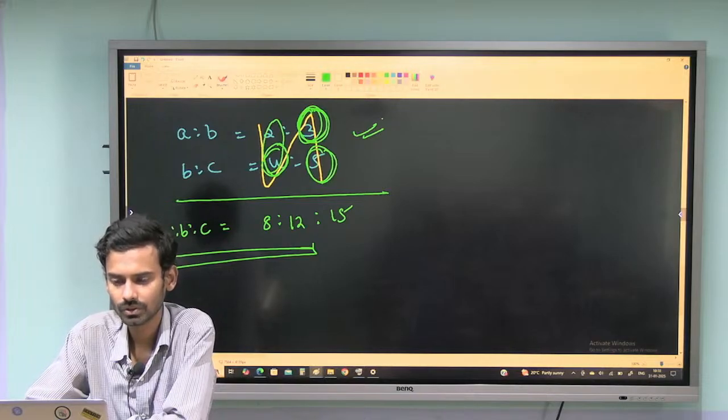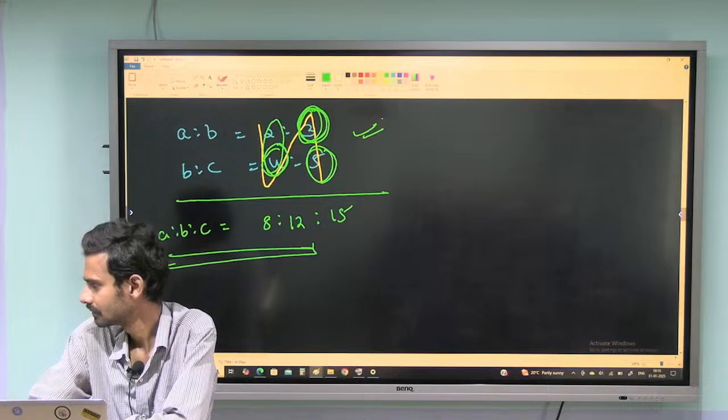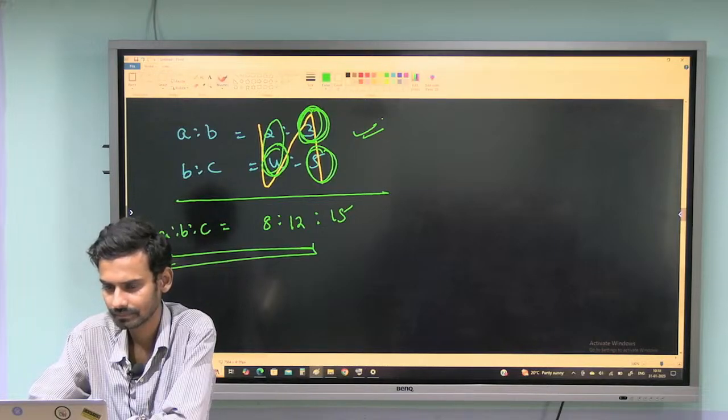Hope joining of ratios is clear to all. Let me know in the chat box. Do you want me to explain this inverted n method once again?